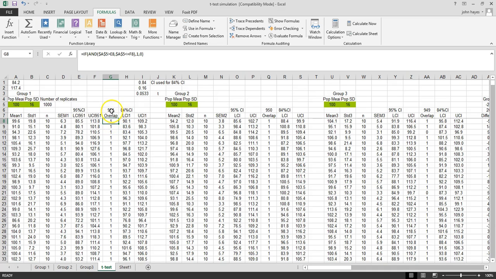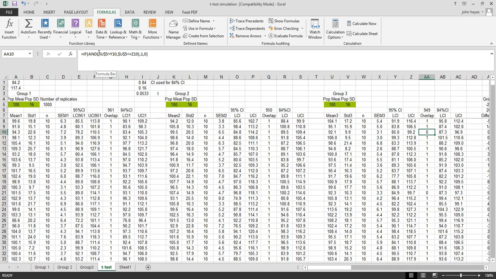Now this is the sum of the columns of overlap, and notice it's 961. The number really should be 950, because it's a 95% confidence interval and there are 1,000 samples. So 950 is 95% of 1,000. We can see in group two, we hit it exactly. That's kind of unusual, but we did, 950. And in group three, we overlapped in 949.